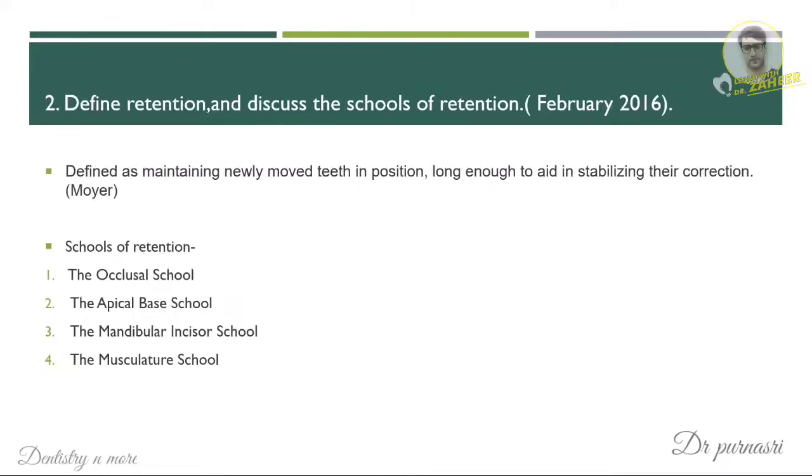The next question is define retention. Discuss the schools of retention. Retention is defined as maintaining newly moved teeth in position long enough to aid in stabilizing their correction. This is given by Moyers. And coming to the schools of retention, there are 4 schools of retention: occlusal school, apical base school, mandibular incisor school and the musculature school. You have to explain about all these 4 schools of retention in this answer. Who gave it and what does it say?